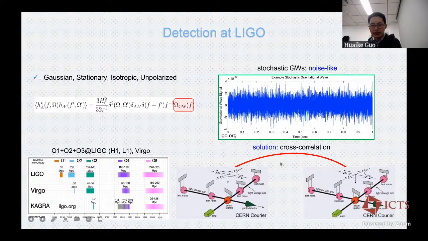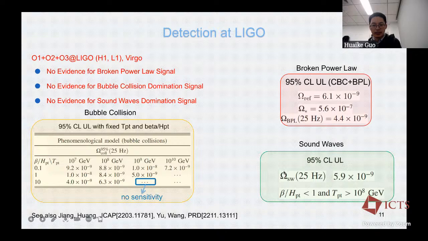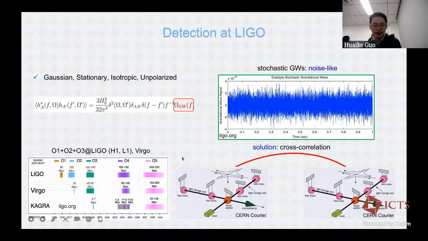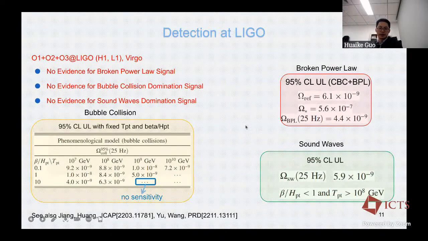We have done so using LIGO's O1 to O3 data. So far, we found no positive detection in our data, and we have thus placed limits on different kinds of scenarios, like the generic broken power-law model, or a model where bubble collision makes the dominant contribution, and another one where sound waves are the dominant one.